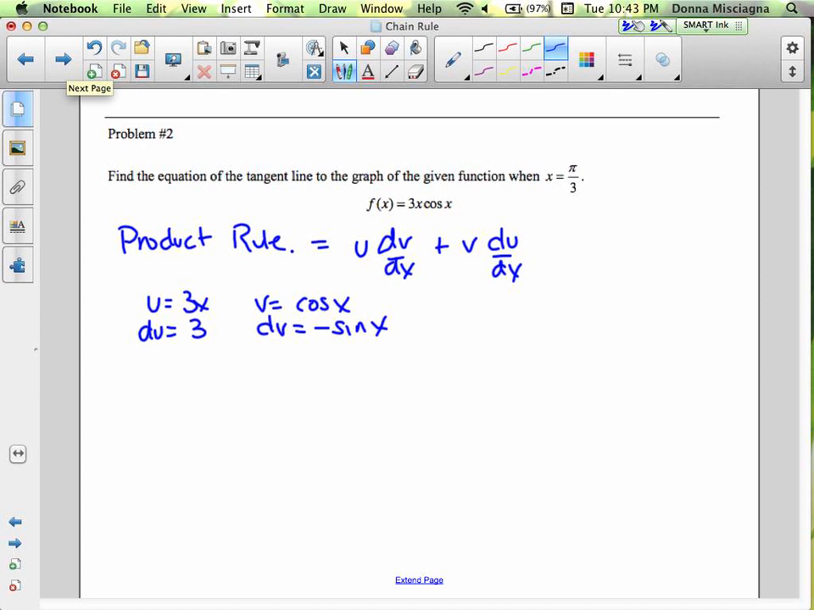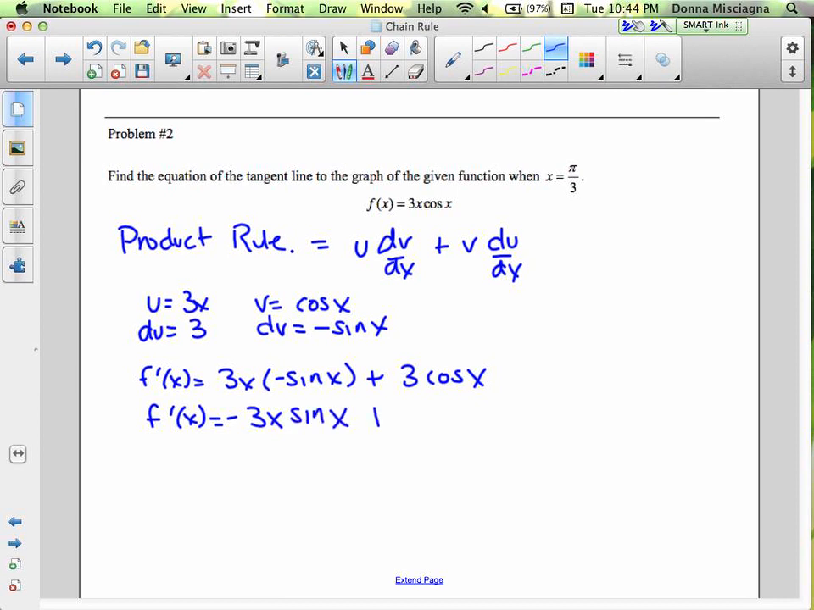The first, so we have f prime of x. F prime of x is 3x times the derivative of the second, so negative sine x, plus the second times the derivative of the first. So it would be 3 cosine x. All right, and let's just do one last thing. Move the negative with the 3. Negative 3x, drop the parentheses, sine x plus 3 cosine x.